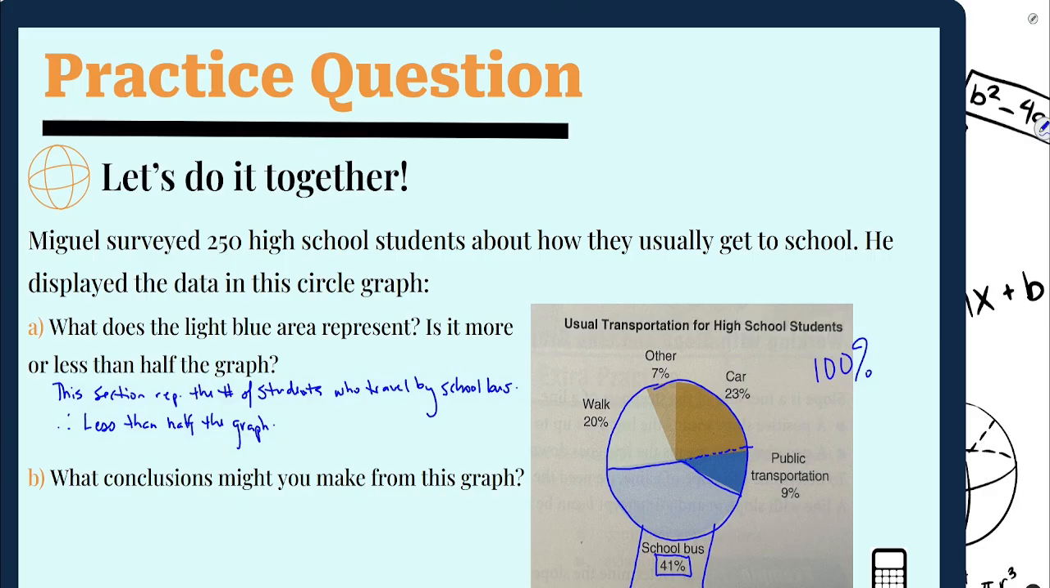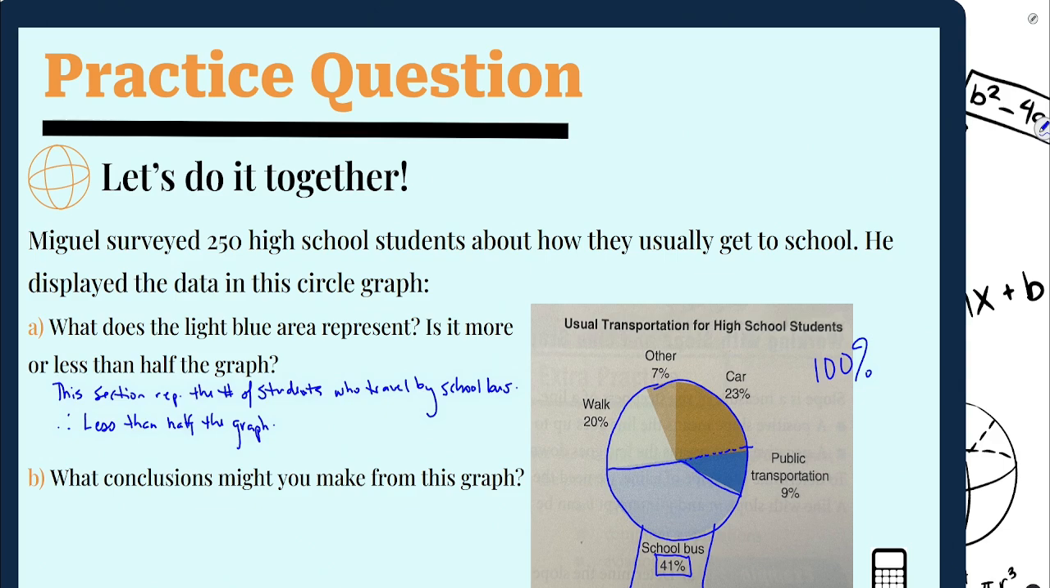Part B says, what conclusions might you make from this graph? So we're learning to read it overall, and we can see that although it's less than half, the majority of students who get to school ride the school bus. We can see that the majority of students do get a ride to school.